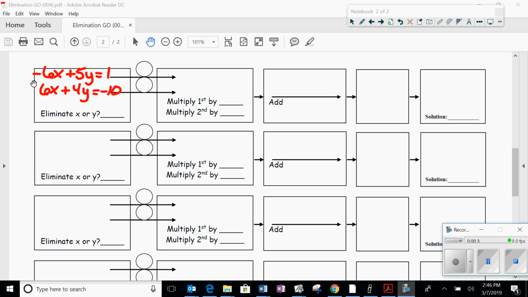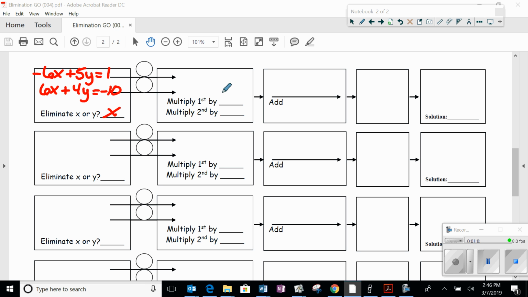Looking at our x values, I have a -6 and a +6. So they are already opposites of each other, so that if I added them together, it would give me 0. That's what we're looking for. If I look at the y values, I have a 5 and a 4. If I add those together, I'm just going to get a number. So it's going to be an elimination of the x variable.